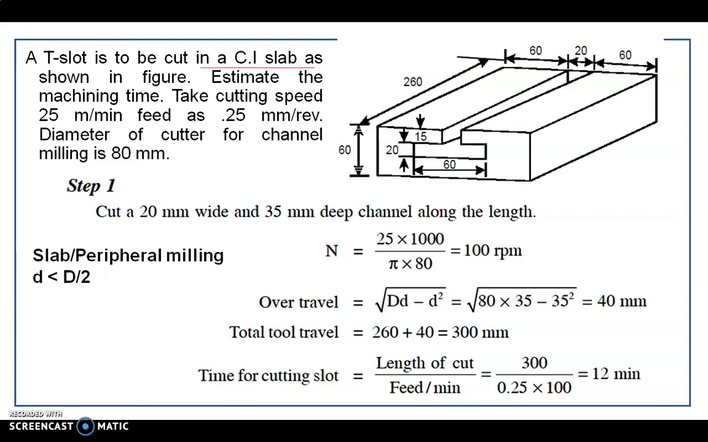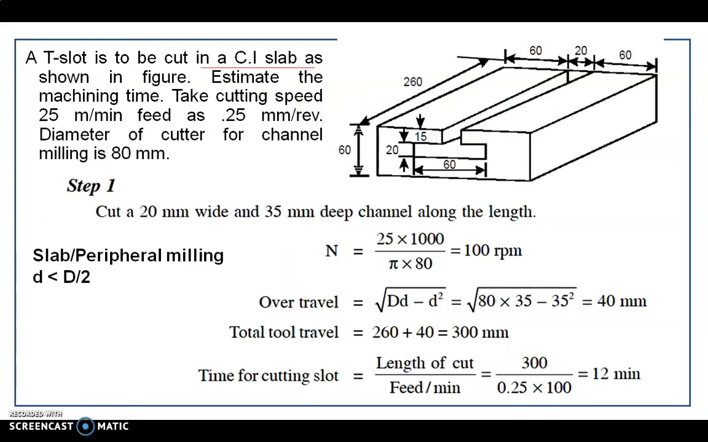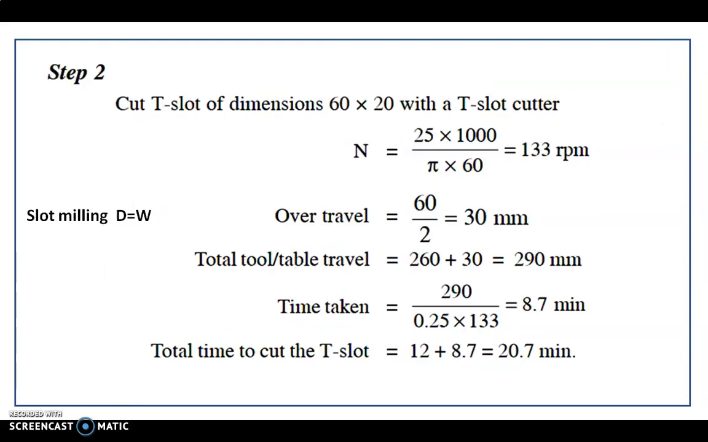The second step is where we are going to use the T slot cutter for a width of 60 mm and for a depth of 20 mm. From this we can find out the rotation speed N equals 133 rpm when you substitute all the values in the formula. Since it's a slot milling and the diameter of cutter equals the width of the cut, the over travel is going to be the diameter of cutter divided by 2, that is 30 mm. So the total tool or table travel is going to be 260 plus 30 equal to 290 mm.